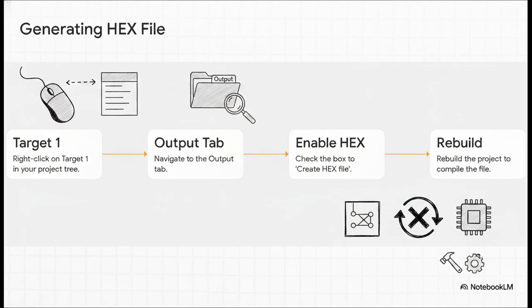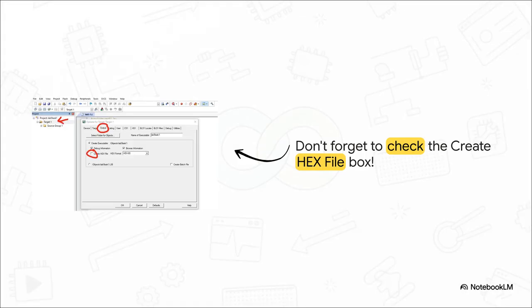Let's break that down visually. Look really closely at this tiny, easily missed checkbox. When you open the Options for Target window and click that Output tab, you're going to see a box labeled Create Hex File. By default, this is usually unchecked, and let me tell you, forgetting this is practically a rite of passage for beginners. You literally must check this box and make sure the hex format is set to HEX-80.